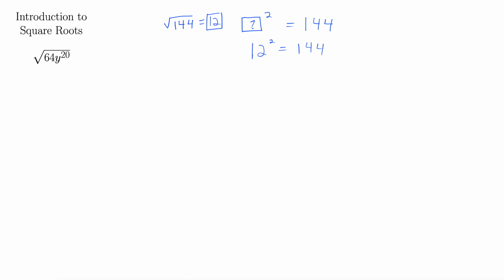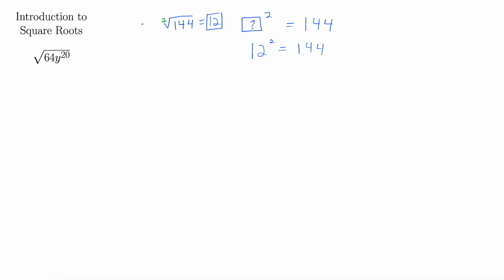When you see this symbol, there's actually a little hidden 2 right here telling us it's the square root. That'll make more sense when we do other roots like cube root and fifth root and things like that. But there's always a little hidden 2 right there telling us it's some number squared that equals 144. Let's try a couple more.